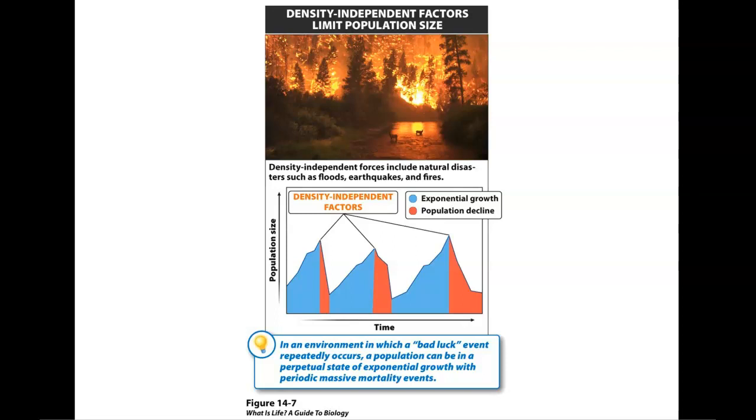And so in an environment in which a bad luck event repeatedly occurs, that population can be in a perpetual state of exponential growth with periodic massive mortality events. So this would be an example of an oscillation in that population.